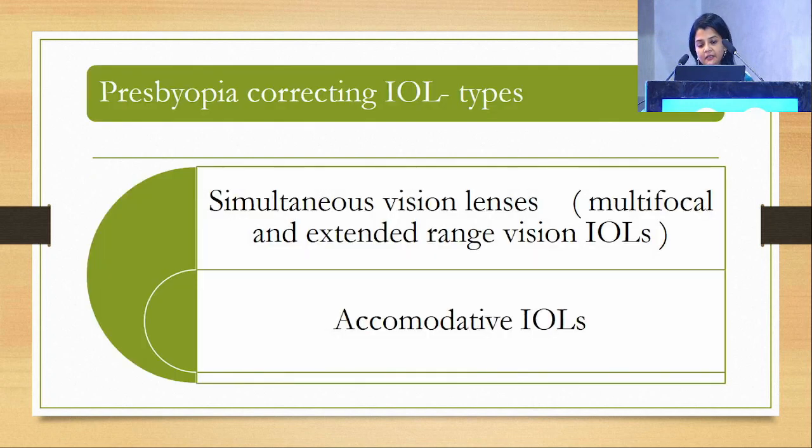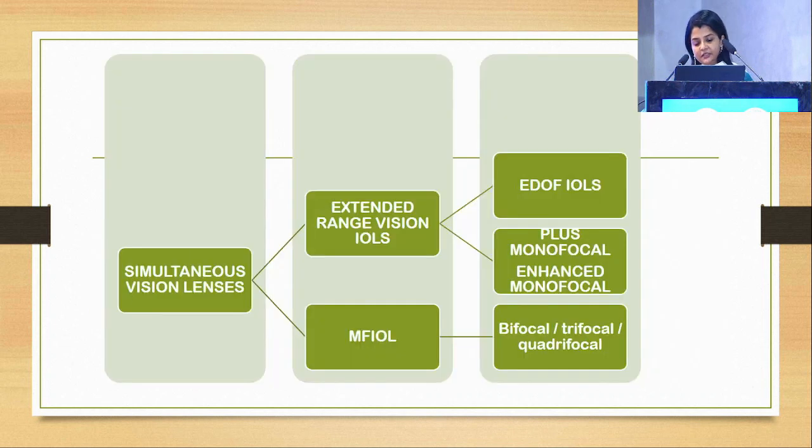Presbyopia correcting IOLs can be either the accommodative IOLs or the simultaneous vision lenses. Simultaneous vision lenses can be either the multifocal IOLs or the extended range vision IOLs, which can include the EDOF lenses or the plus monofocal.